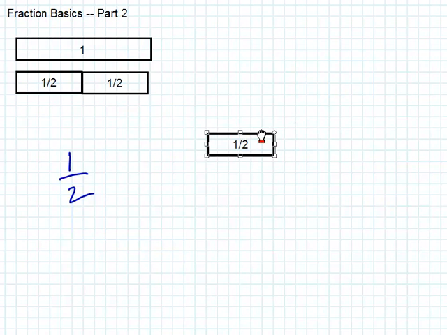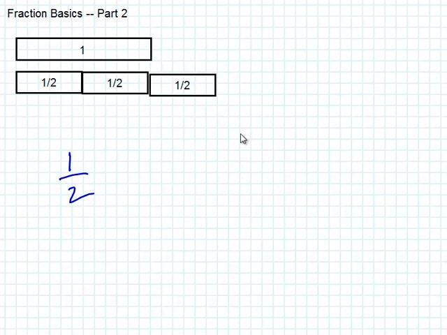Okay, what if I have another half? So I'll now have 3/2. So this is getting beyond the original 1, isn't it? I'm not going to line them up perfectly there. So if I take 3/2, notice that's equivalent to the original 1 and half again. So this is the same as 1 and 1/2.